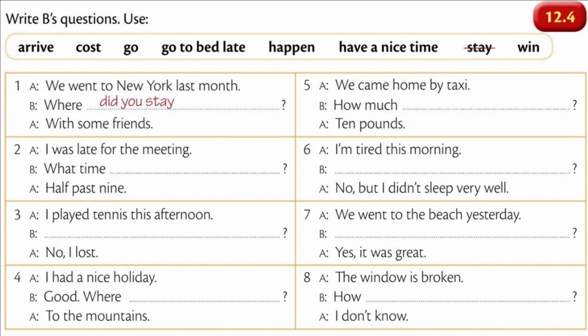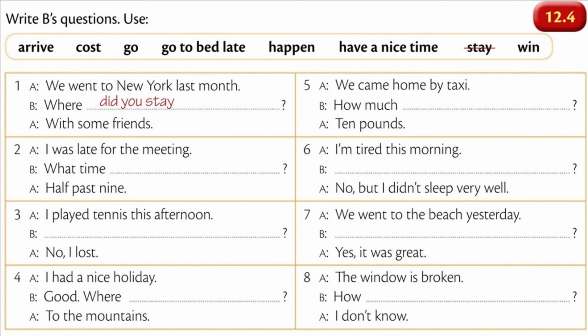12.4. Write these questions. Use: arrive, cost, go to bed late, happen, have a nice time, stay, win. Number 1. A. We went to New York last month. B. Where did you stay? A. With some friends. Number 2. A. I was late for the meeting. B. What time did you go?